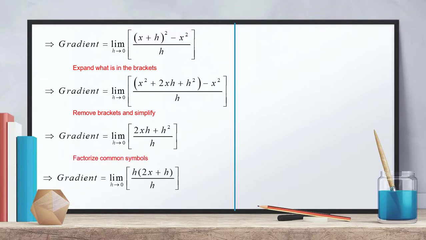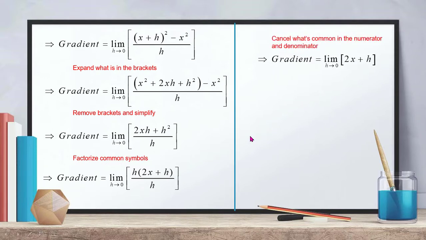Next, we're going to factorize what is common. If you notice on the numerator, we have got h is common. So if we factorize out h, we take out 1h from there, we simply remain with 2x. We take out 1h from there, we simply remain with what? 1h, like that. And then next, we're going to cancel out what's common on the numerator and on the denominator. If we do that, the h's cancel out, leaving us with 2x plus h.